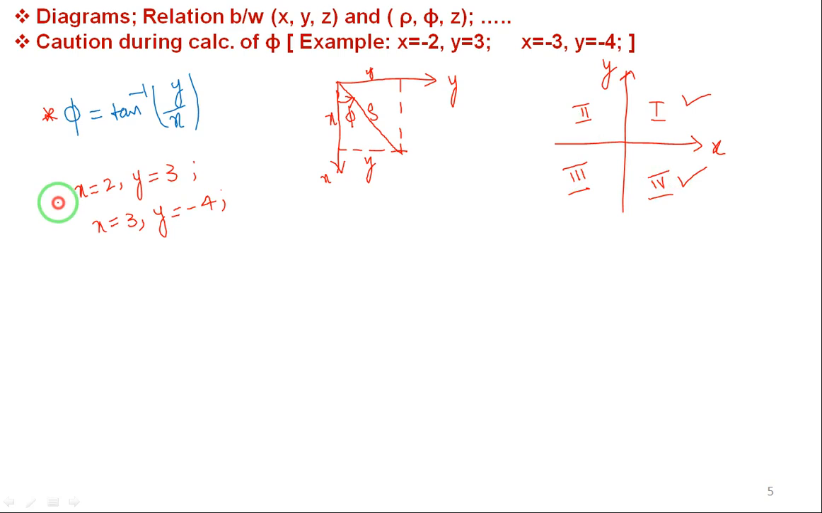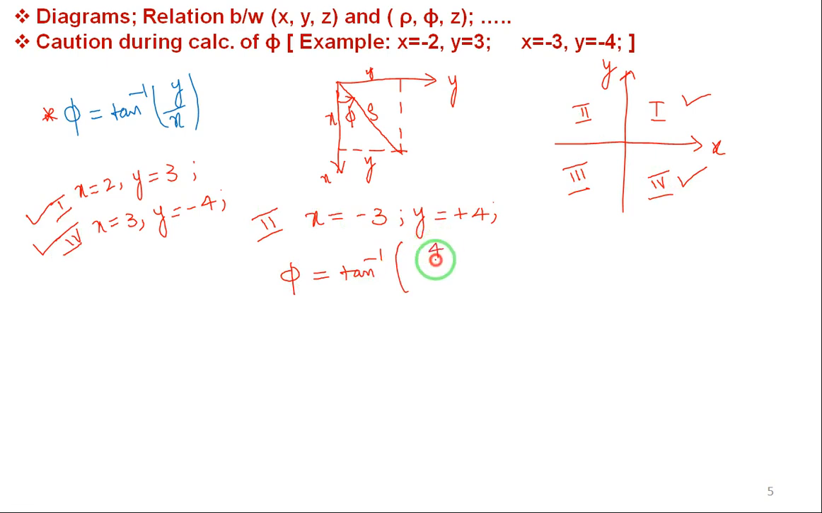So this point will come in the first quadrant, and this point in the fourth quadrant, no problem with these two points. Next we will choose one point so that it comes in the second quadrant, so the value of x should be negative. I will take x equal to -3 and y equal to +4. This point will come in the second quadrant. Then I will calculate phi: tan inverse of y by x, that is tan inverse of 4 by -3, meaning -4 by 3. Try to calculate using a calculator.